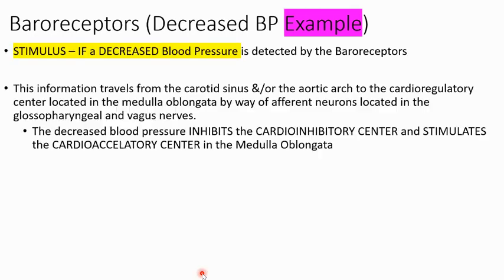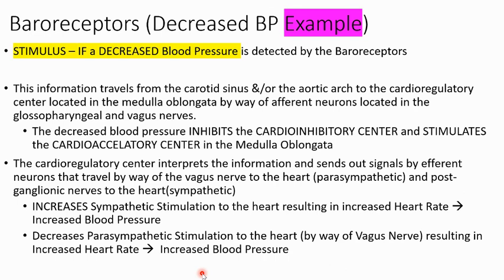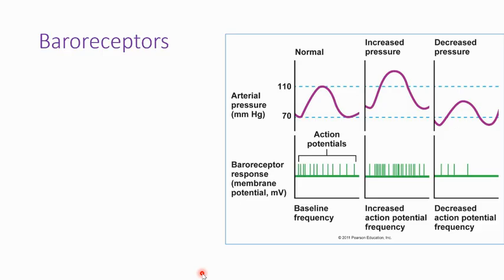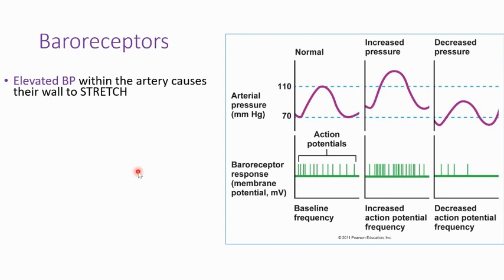So I'm going to let you take a look at the decreased blood pressure example on your own, but that's just the opposite. So looking at the baroreceptors, elevated blood pressure within the artery causes their walls to stretch. So this is the arterial pressure right here. It's going to be between 70 and 110 millimeters of mercury.